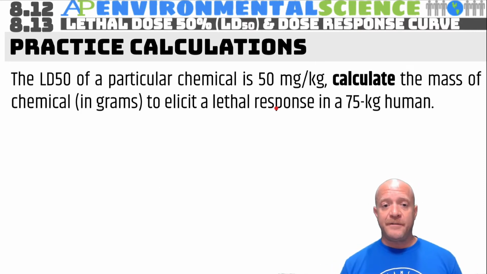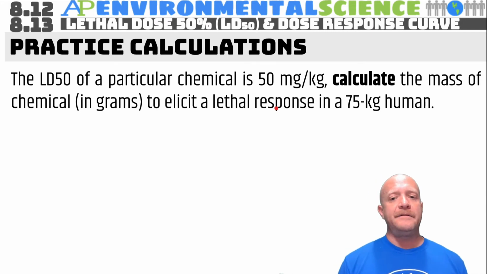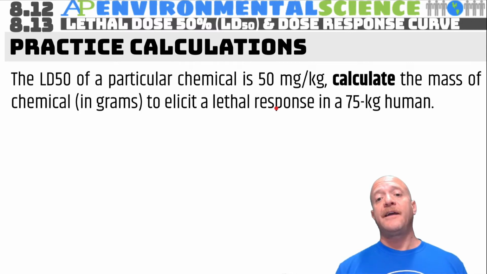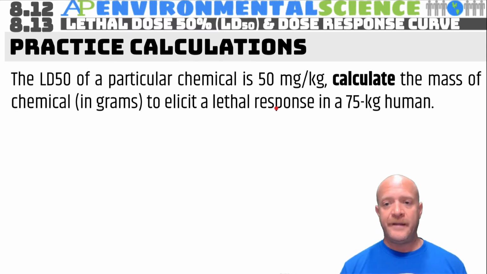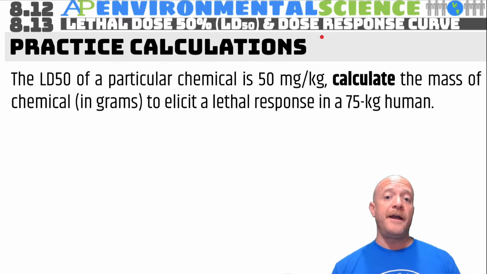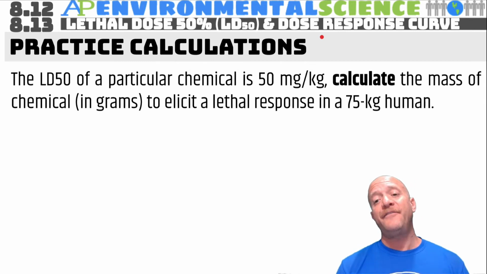Now I'm going to do something a little bit different. I'm doing this in grams, but let's just look at an example. The LD50 of a particular chemical is 50 milligrams per kilogram. So this is, again, the lethal dose 50. So calculate the mass of chemical in grams to elicit a lethal response in a 75 kilogram human.